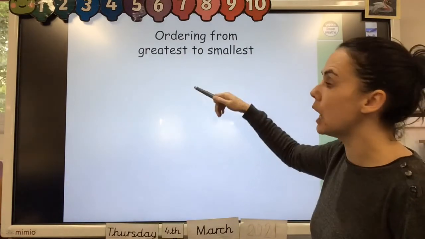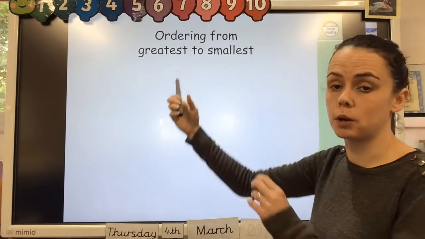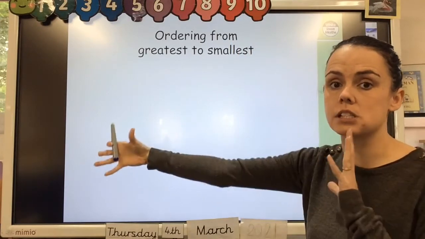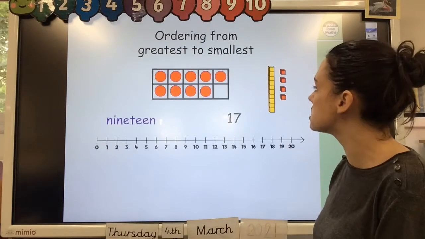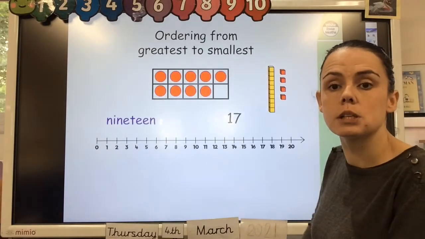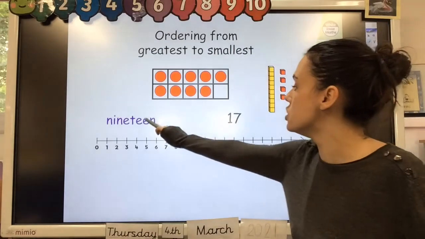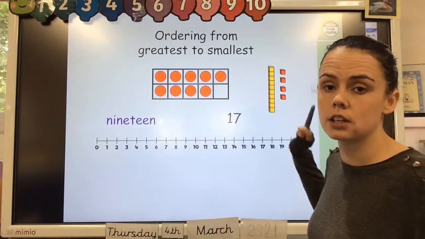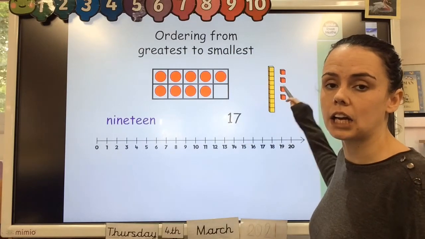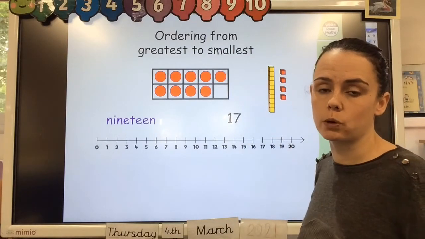So now we're going to order from the greatest to the smallest, so biggest to smallest. Let's start with our number line again. So now we've got some different numbers. We've got 19, 9, 17 and 14. So which one shall we order first?